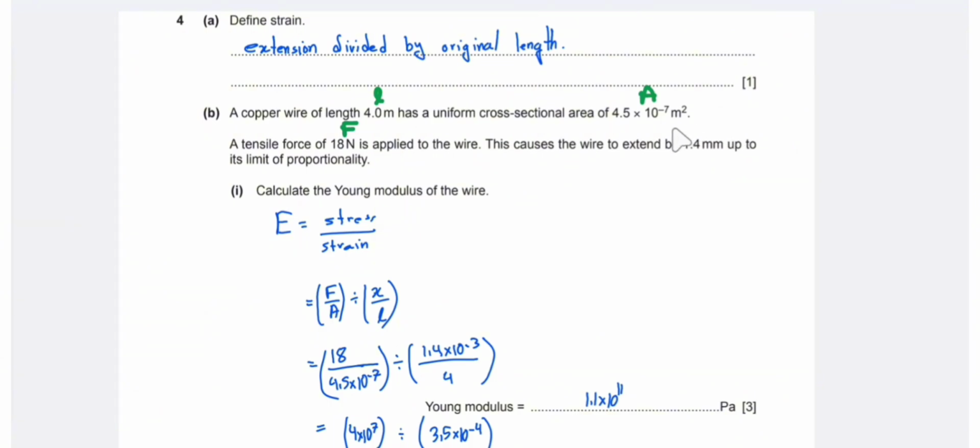So we have been given the value of extension, that is x, but it is in millimeter, so we must convert this to meter. Up to its limit of proportionality, calculate the Young modulus of the wire.